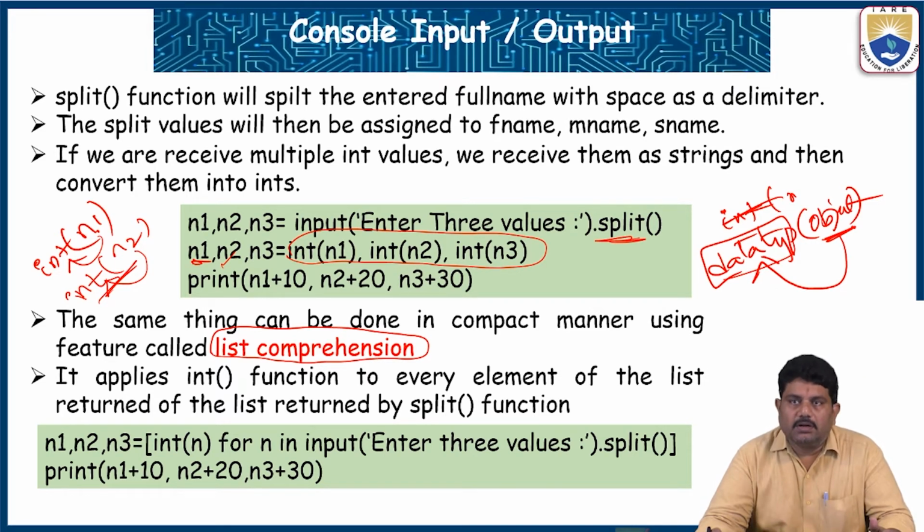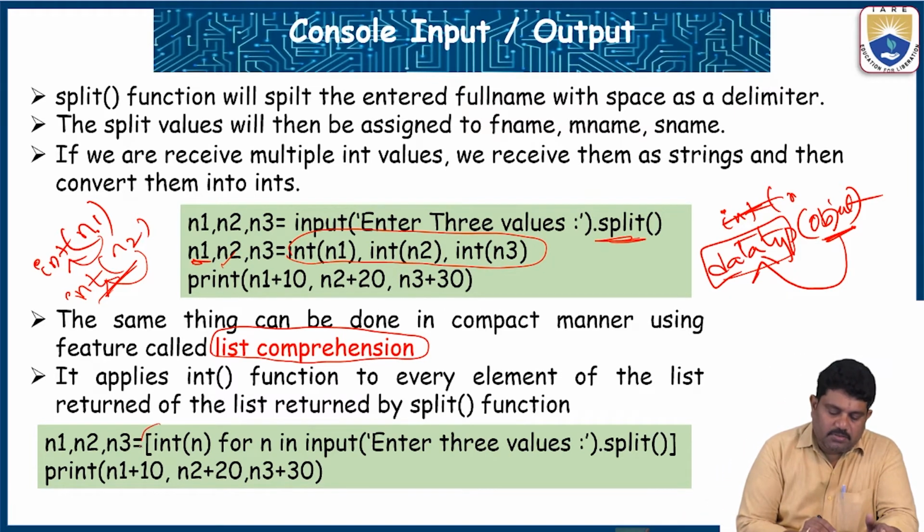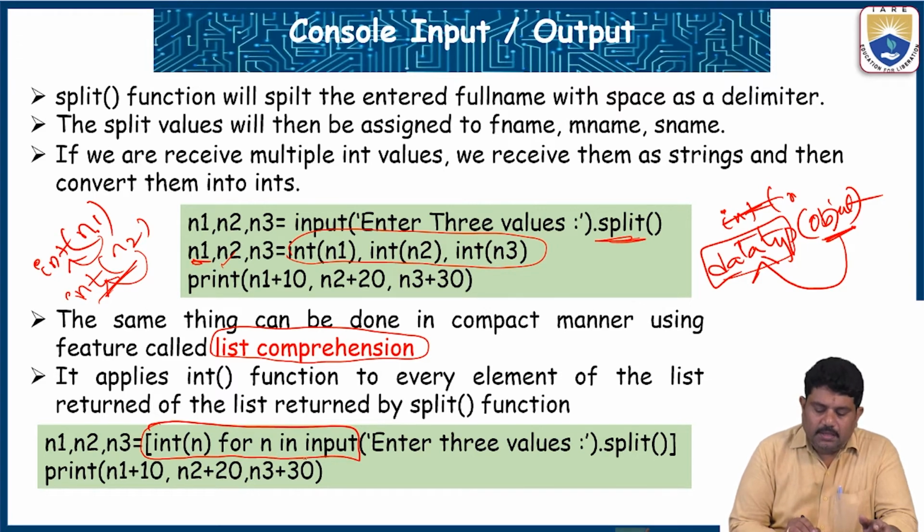So there is a concept called list comprehension. When you are reading a list of values or a dictionary of values, in such cases you can use this list comprehension method. In this method, you can enter multiple inputs, and you can split them by using the split. So while entering itself, we can use the for loop. See here, int of n, directly we are converting n into int, for n in input, enter three values. Okay, this is called the list comprehension. So you no need to convert again here like this.